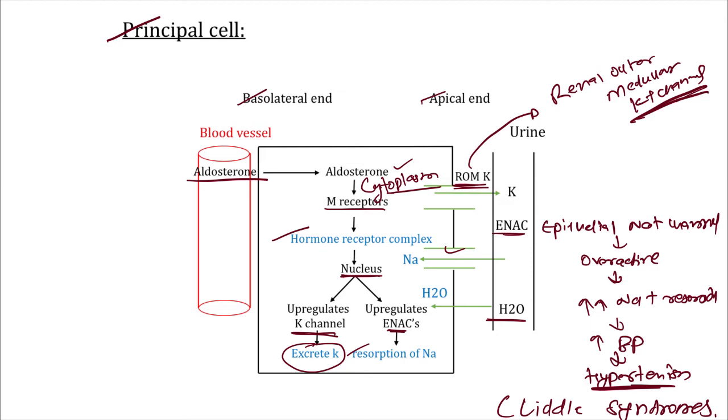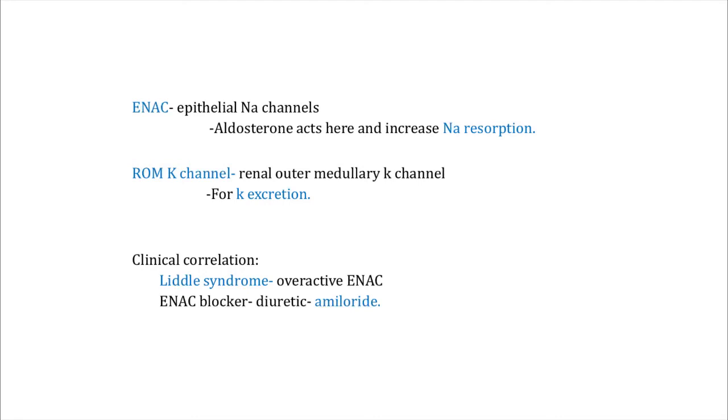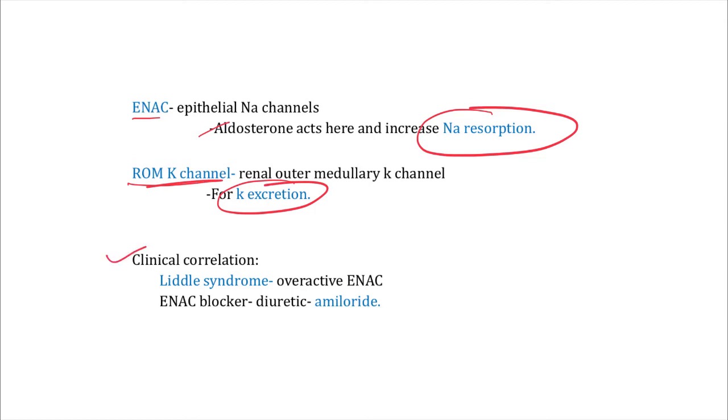Now with this important note, this is just to summarize what we have discussed in our previous slide. So here is ENaC, epithelial sodium channel, where this aldosterone acts and increases the sodium resorption. This one is our ROMK, the renal outer medullary potassium channel, for the excretion of our vital ion potassium. Now see the clinical correlation. Whenever this ENaC is overactive, the patient develops hypertension, and this syndrome is known as Liddle syndrome. For this purpose, we use something called ENaC blocker. These are the diuretics. The name is amiloride, right?